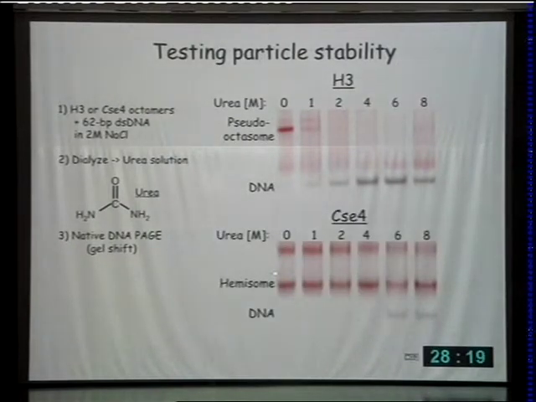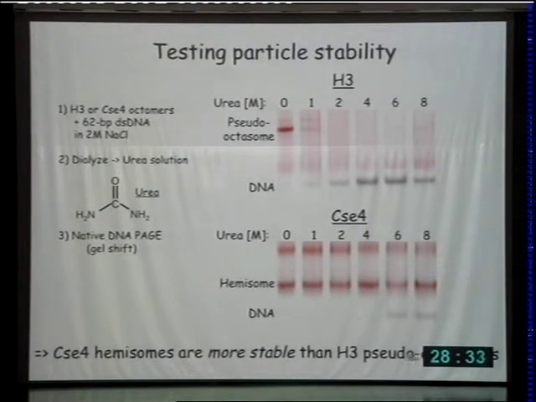However, for CSE4, these hemisomes are really stable up to 4 molar urea, even up to 8 molar urea. We can't blow it apart at all. So we see very different behavior for the two. The hemisomes are more stable than these H3 pseudo-octosomes. What you realize is that if you have a gap or a nick in the DNA, it's the DNA that's holding the particles together. With a gap, the protein-protein interactions won't hold it together, and it comes apart. But the hemisome doesn't have anything to hold together because it's nicely wrapped by the DNA.